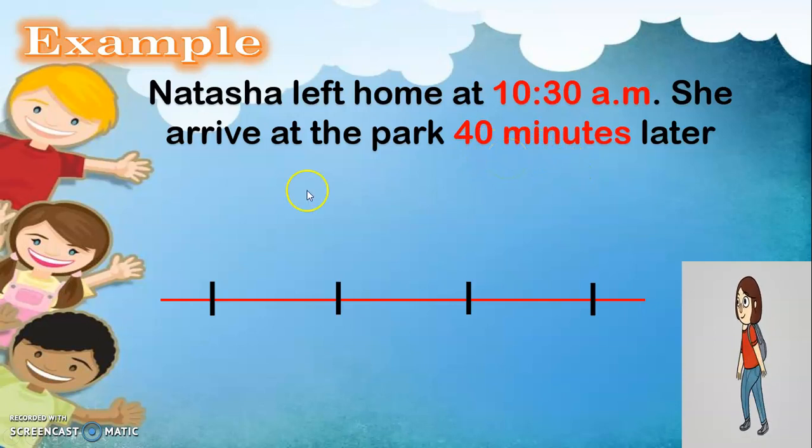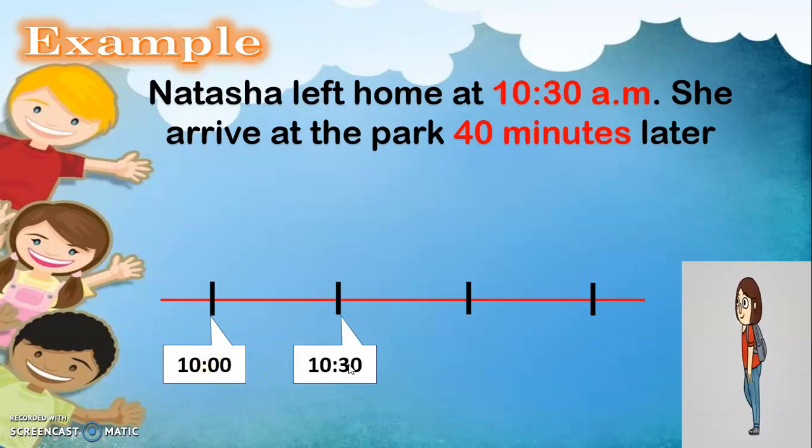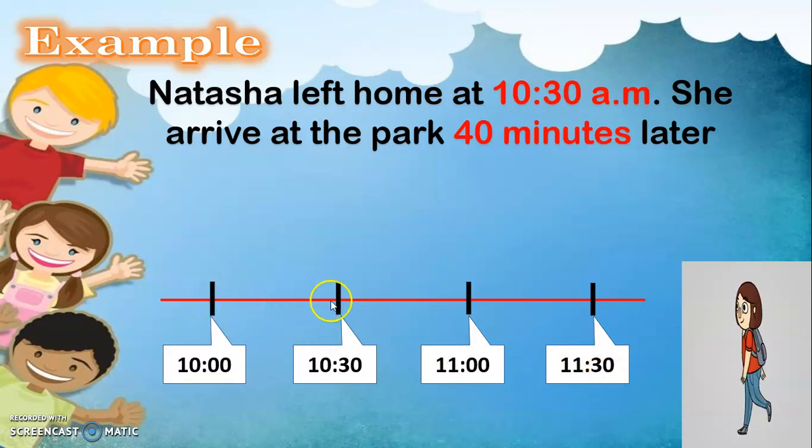So how will we do it? So using the timeline, this line, I will start the time at 10. Next line is 10:30. And the next is 11. Next will be 11:30. So each line, the distance is 30 minutes as you see. So now, 40 minutes. So I will start at 10:30 a.m. Where is 10:30? So this is 10:30.